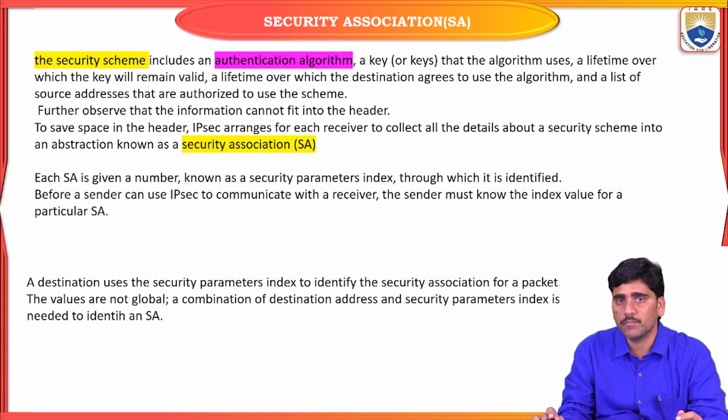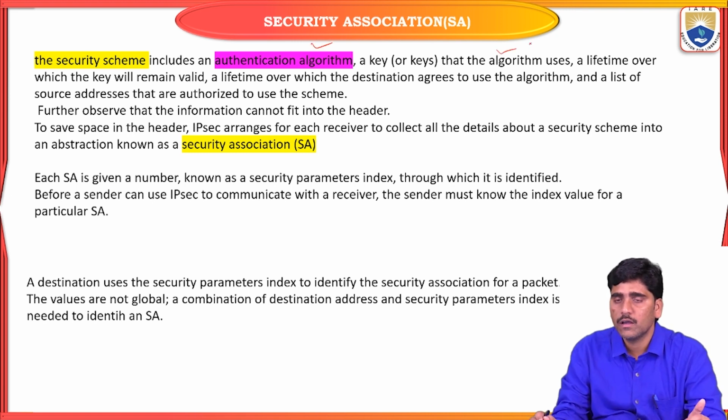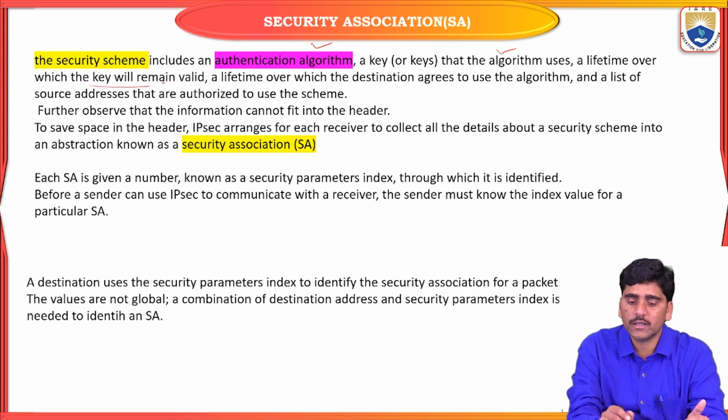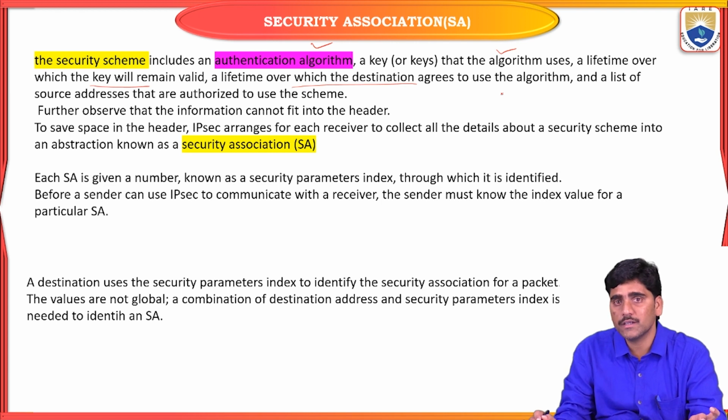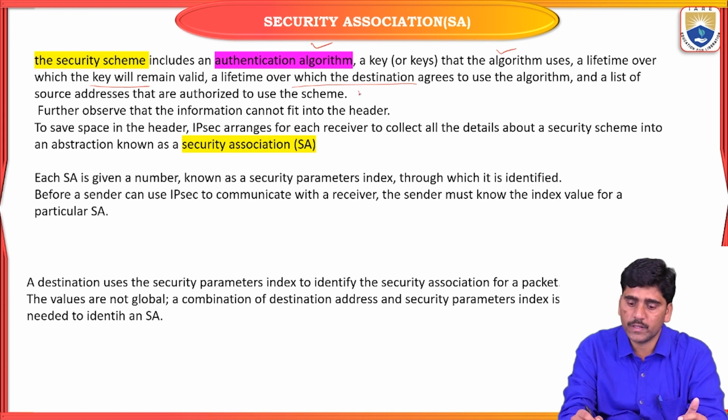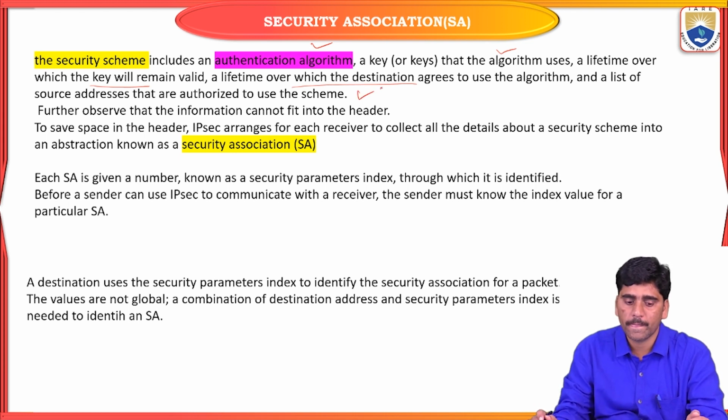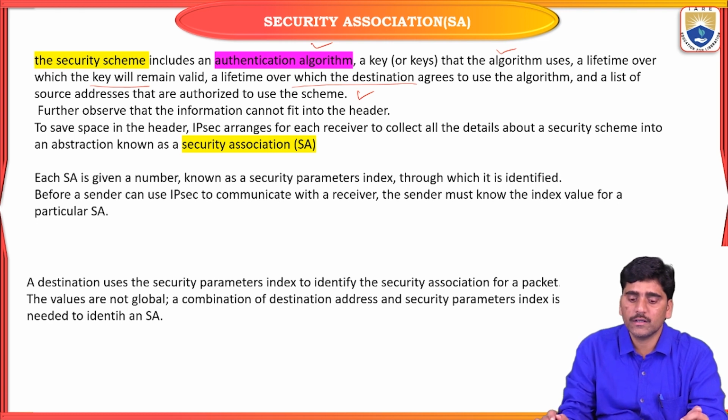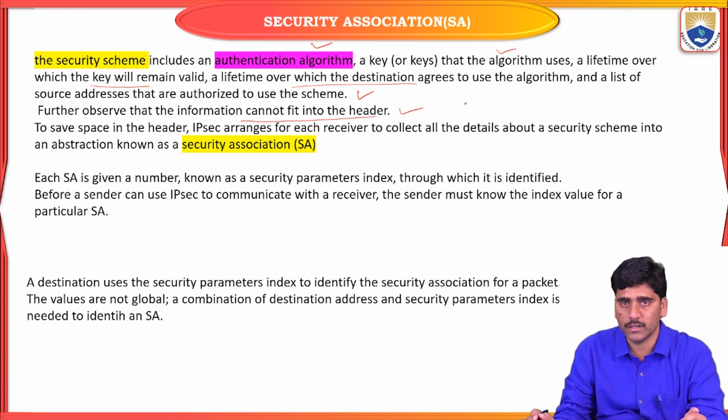The security association implements authentication algorithms, a key that the algorithms use, a lifetime over which the key remains valid, a lifetime over which the destination agrees to use the algorithm, which destinations or sources use the algorithms, and a list of source addresses that are authorized to use the scheme. Further, observe that this information cannot fit into the header.